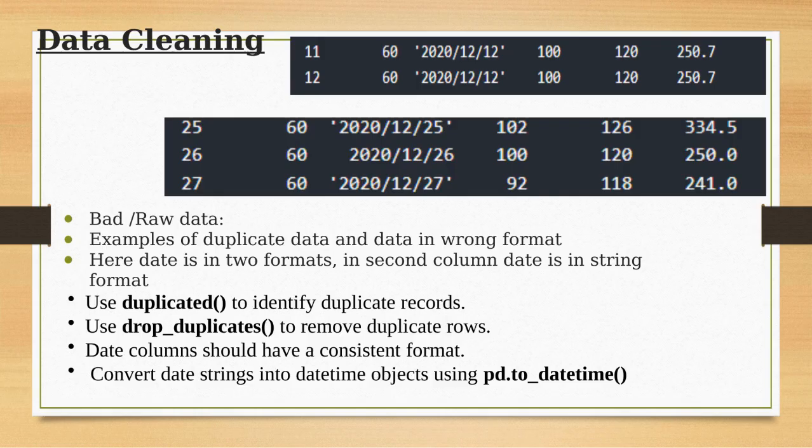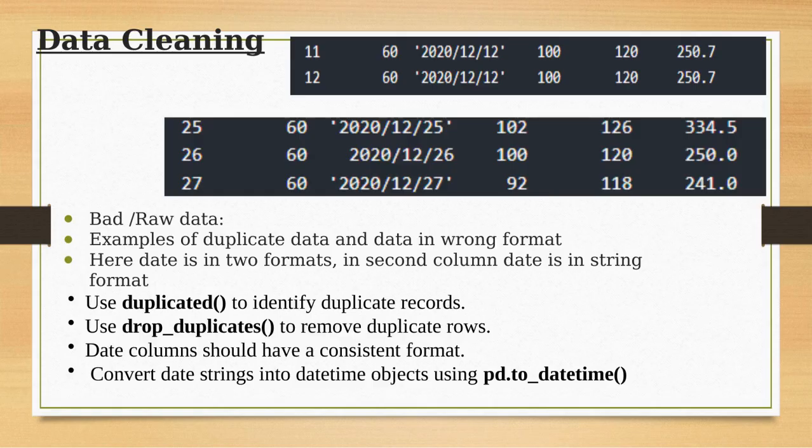Duplicate records occur when the same information appears more than once in a dataset. These duplicates can distort statistical analyses, bias machine learning models, and lead to inaccurate conclusions. In the example shown on this slide, notice that rows 11 and 12 contain exactly the same values. This is a duplicate record and should be identified before further analyses.